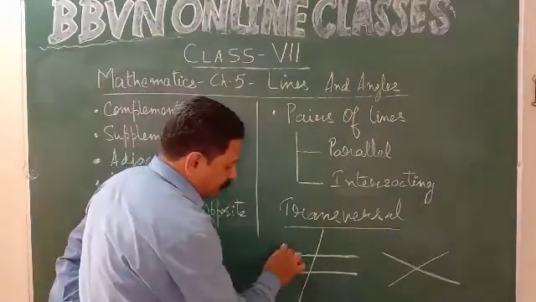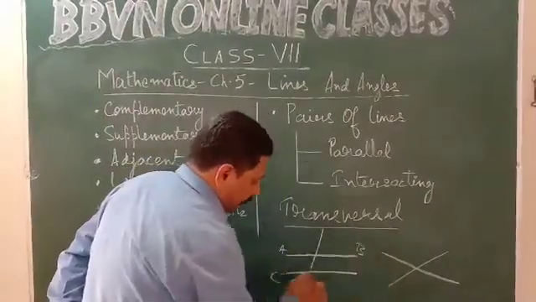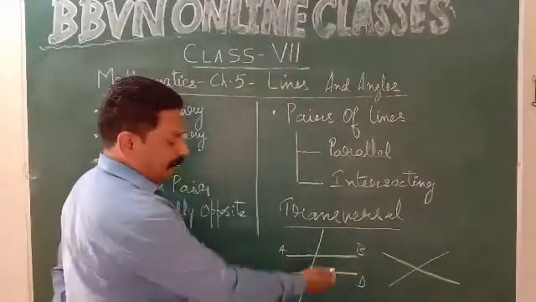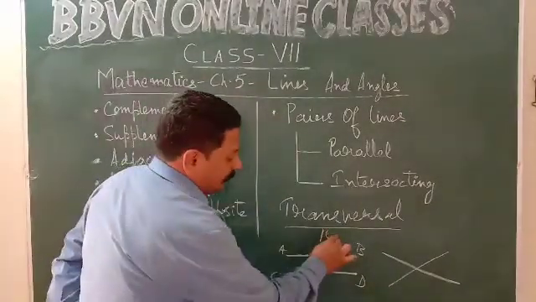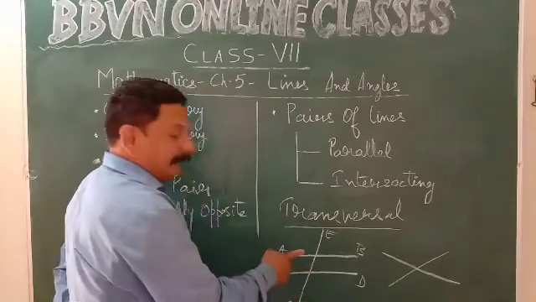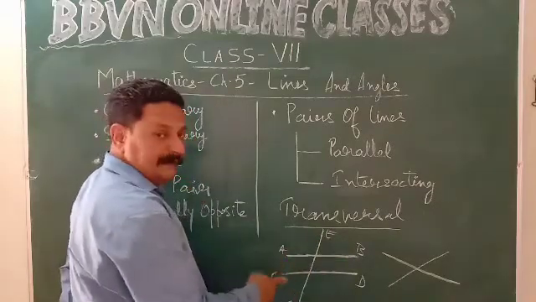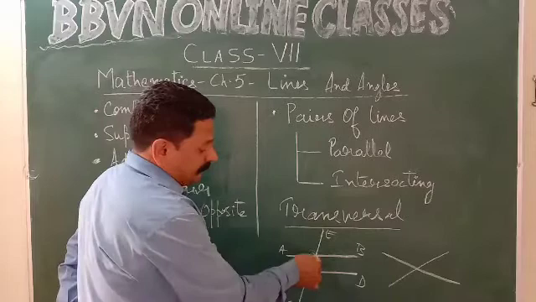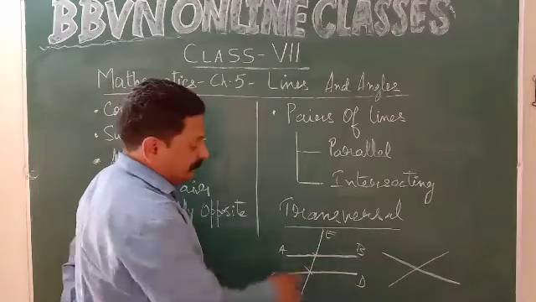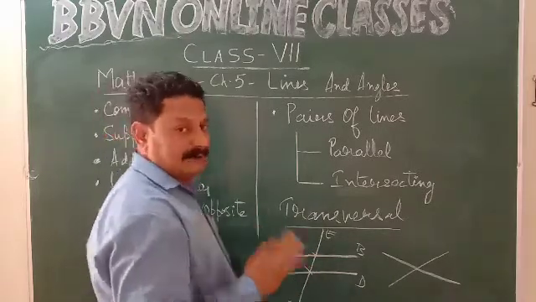So suppose AB is parallel to CD. This is a pair of parallel lines. Now you have another line EF. It intersects the two parallel lines AB and CD at two different points. So EF is called the transversal.